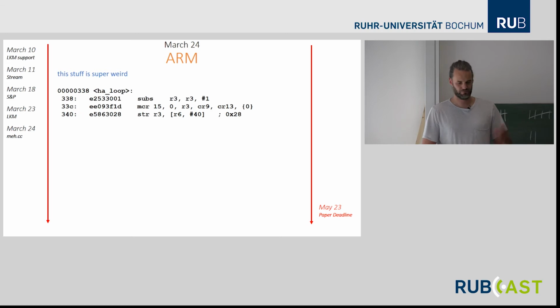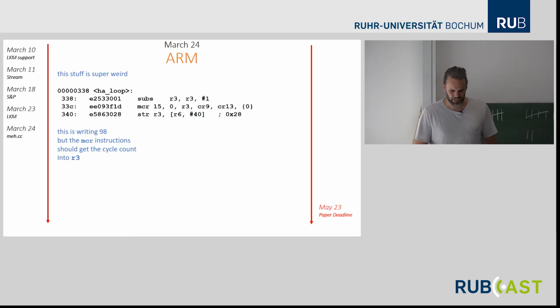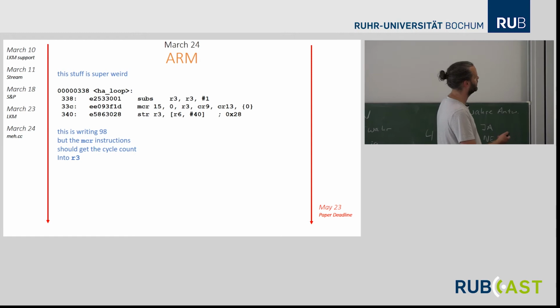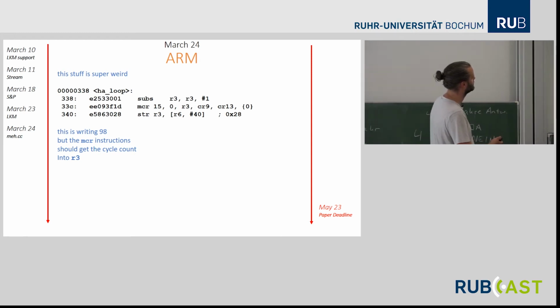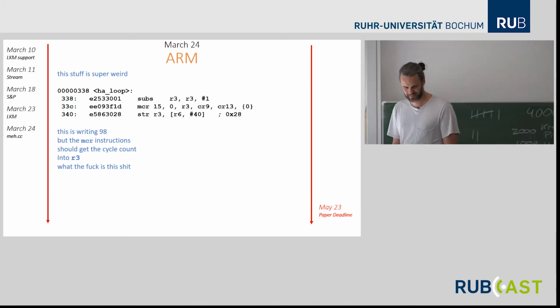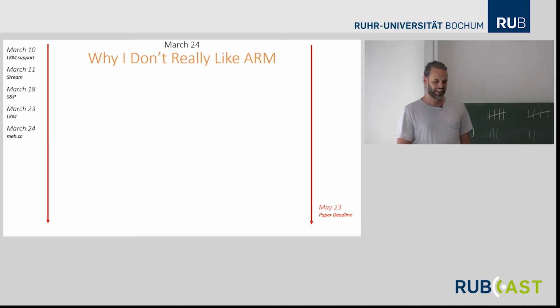I started looking into this bug, and then concluded that this is very weird. Because this set of instructions here is writing 98, but the MCR instruction that I was using, in this one, it should get the cycle count into R3, which is here. And it wasn't doing that. What is this? Maybe KW knows why he didn't. And then I found out what was really going on.